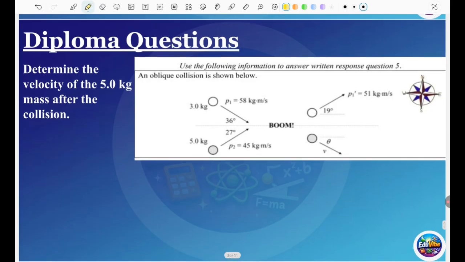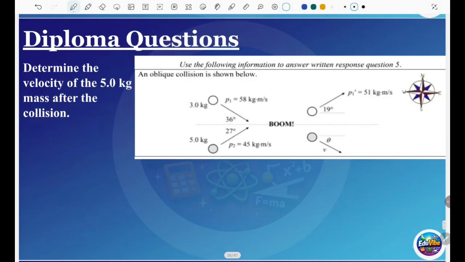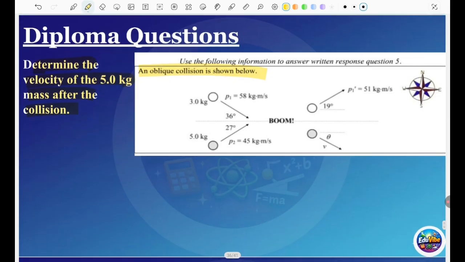So the next one we have, the collision is shown below. So it's a kind of collision we have. Remind the velocity of 5.0 kg mass after. This is the last question we have to do today. This is a written response, a diploma question, and we have to know the things in this which we have to keep in mind.